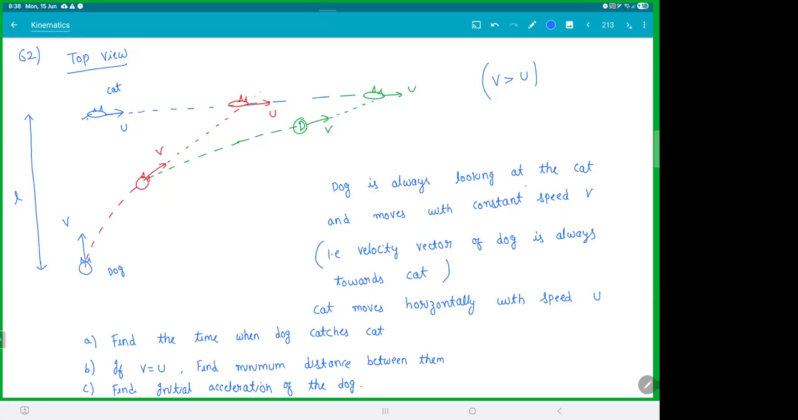The second thing, if V is equal to U, the dog cannot catch the cat because both are going at the same speed, but you will get as close as possible. So what is the minimum distance? And what is the initial acceleration of the dog for case one, so for V greater than U? The first one is a standard problem. The second and the third, I made up. That's what will happen. They won't ask you the same question. They will keep adding things and subtracting stuff.